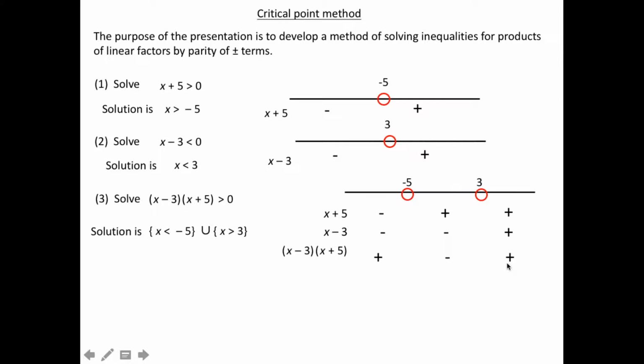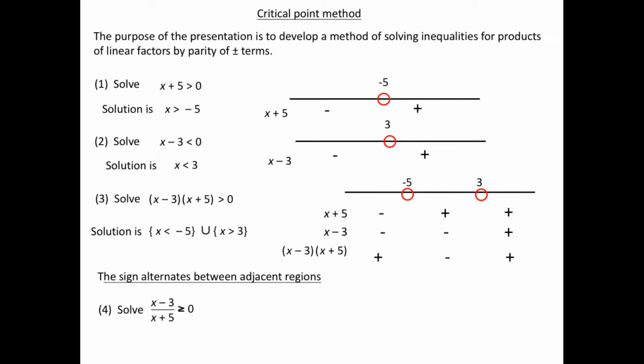Consequently, the solution of x minus 3 times x plus 5 is greater than 0 are the regions that the positive values were given. Therefore, the union x is less than minus 5 with x is greater than 3. There is an important idea here. We can deduce from this that when this function crosses a critical point, the sign changes, as seen with this result here. Thus, we can say that the sign alternates between adjacent regions.